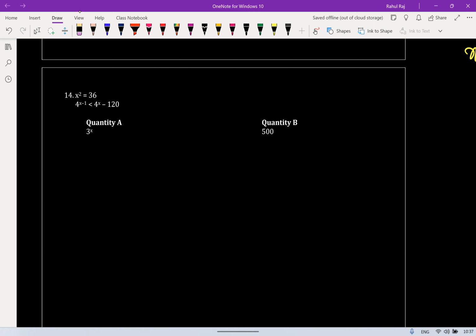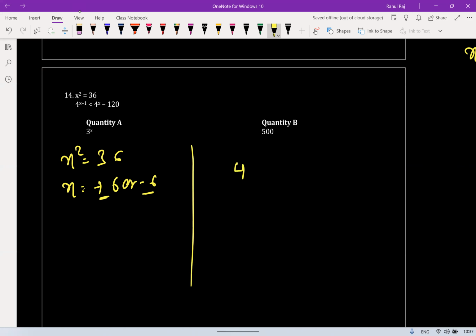Don't cry. See here. I'm not crying. x square is equal to 36. I'm the softest guy who can teach you, Alexa. Trust me. 6 and -6, right? Agreed. So this is one value of x that you have got. You check here, 4x minus 1. Then why were you solving? Why can't you solve it, Alexa?